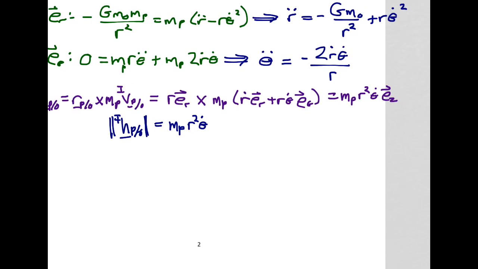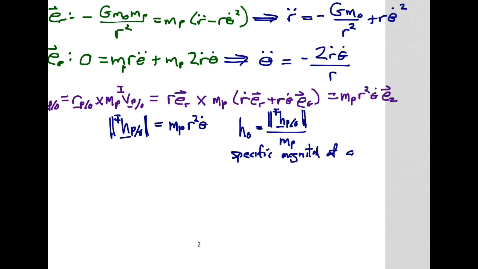So with this in hand, let's define a new constant scalar, which we'll just call h_O, which is going to take the magnitude of our angular momentum, which we know never changes, it's constant, and divide that by the mass. So this is a way of normalizing that angular momentum, and we call this the specific magnitude of the angular momentum.